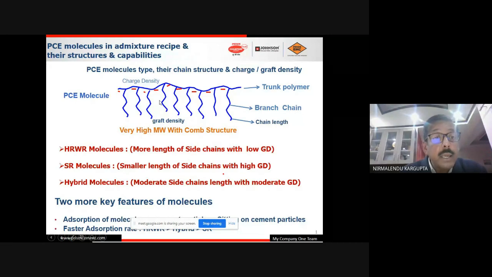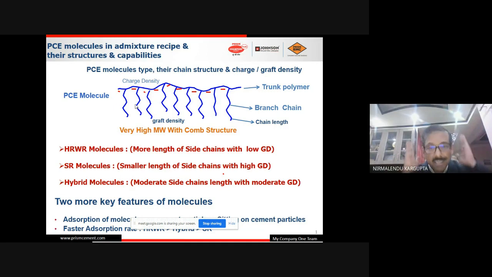But here the key word is steric. What does steric mean? The word steric comes from the word structure. It is a very huge, bulky molecule. It acts on its branch chains and on its trunk polymer. Molecular weight is far, far higher than lignosulfonate, sodium naphthalene sulfonate, and sodium melamine sulfonate. The key point was paste reduction.